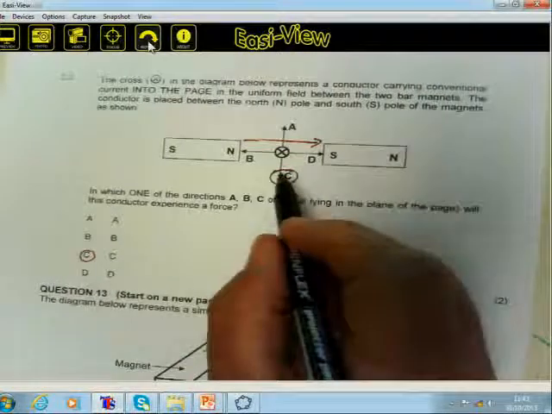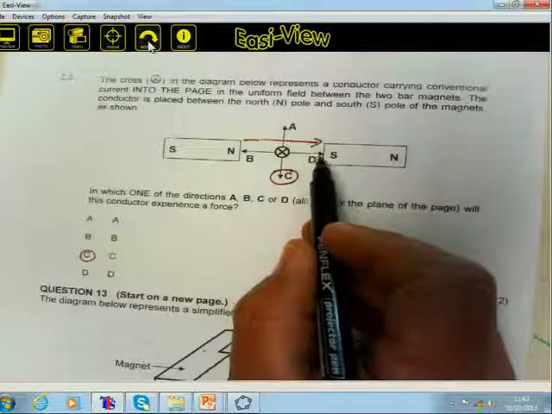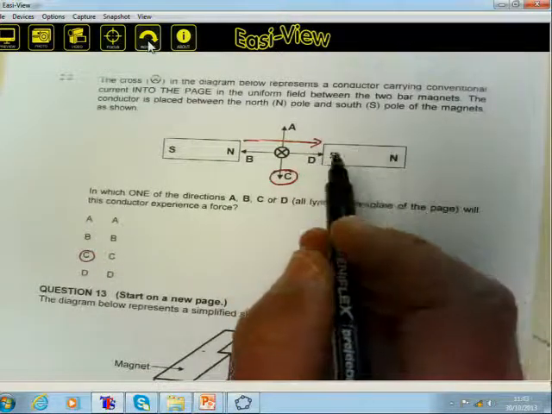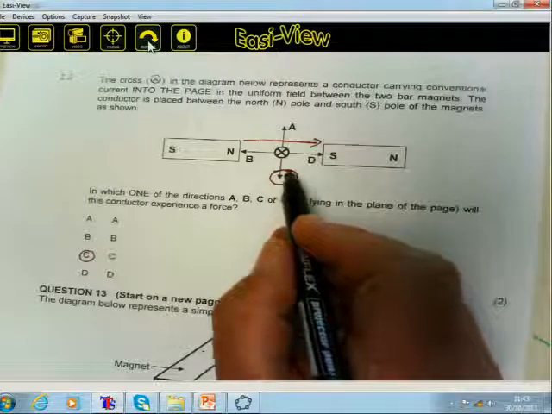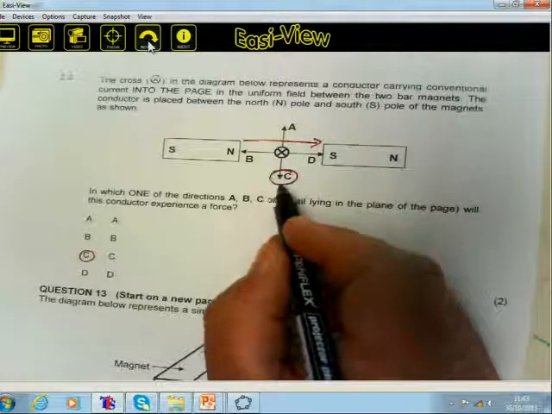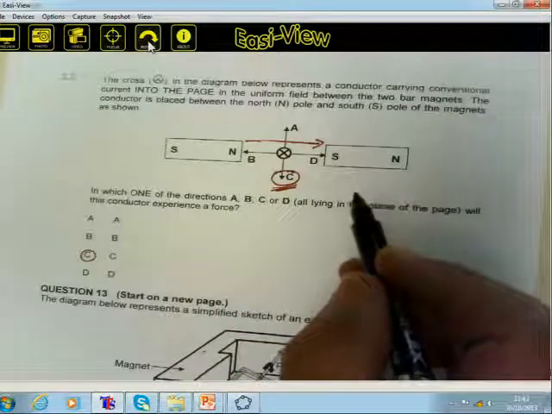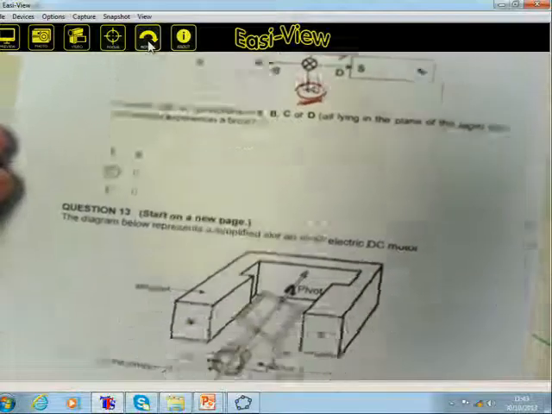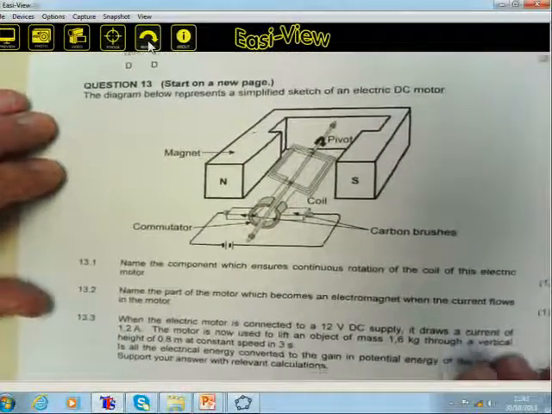So your answer to this question will therefore be C. So make sure that if you apply Fleming's left-hand motor rule or the right-hand rule, when you use the palm of the hand to indicate the direction of the force, that you agree with me that you will get the answer as in the direction of C. Right. Question 13.